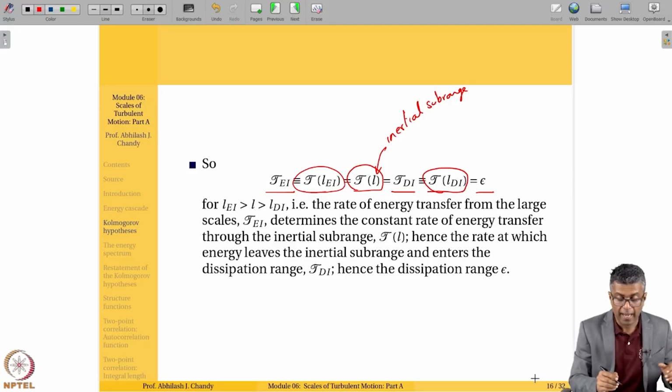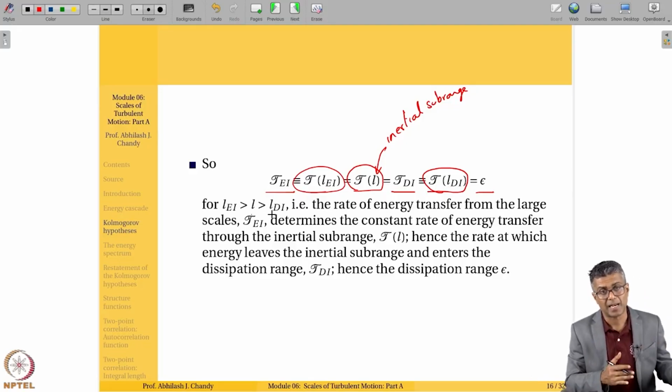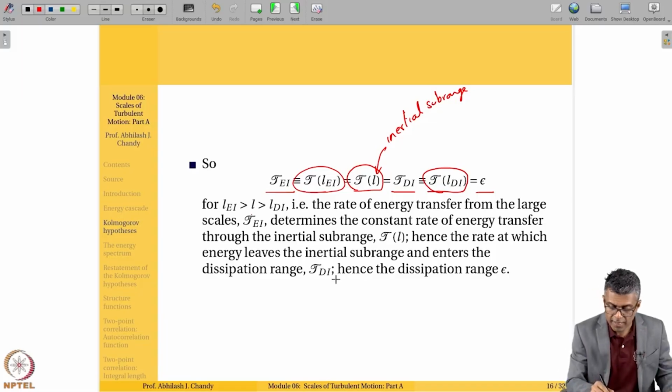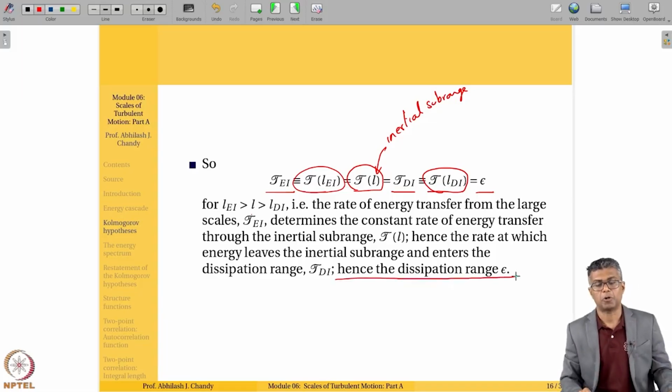So we obviously know that L is greater than L_DI and it is less than L_EI. It is the inertial subrange. So this is the rate at which energy is transferred from the large scales, and therefore, it is the dissipation rate epsilon. That's the key takeaway here.